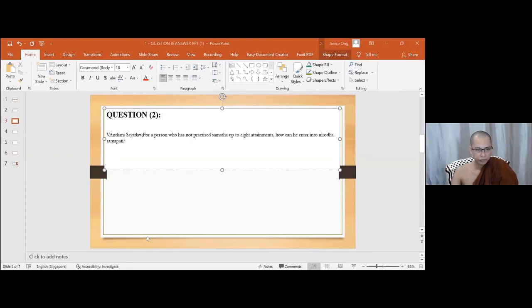Sayadaw, for a person who has not practiced samatha up to the eight attainments, how can he enter into Nirodha Samapatti? For those who have not practiced samatha meditation up to the eighth attainment, it is impossible to enter Nirodha. There's no way. Whoever wishes to enter Nirodha Samapatti must practice concentration meditation up to the attainment of all eight kinds of jhana.